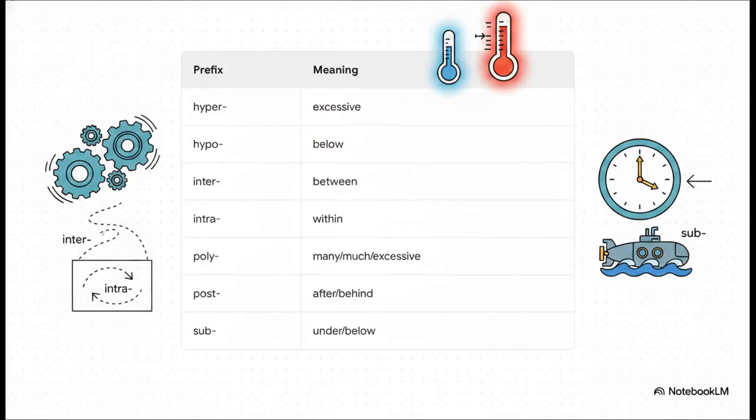All right, rapid fire review time. Let's cleanly lock in these essential directional and quantitative prefixes to really maximize your memorization. We've got hyper for excessive, and its direct opposite, hypo, for below. Then we have inter, meaning between, and intra, meaning within. Poly means many, much, or excessive. Post is after or behind. And finally, sub means under or below. Take a mental snapshot of these right now because they pop up absolutely everywhere.